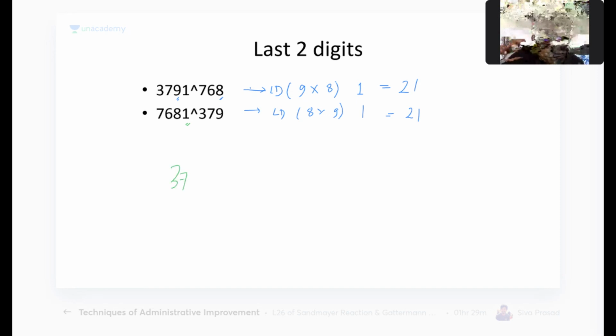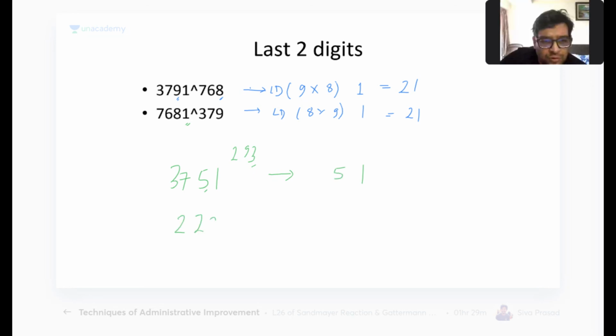So tell me, 3751 to the power of 293. What will be the last two digits? 1 will be 1. 5 into 3 ends in 5. So this will be 51.